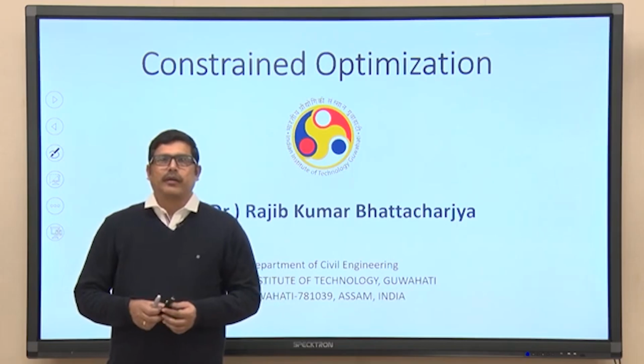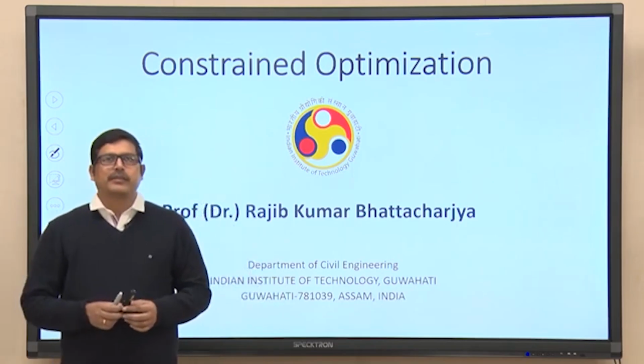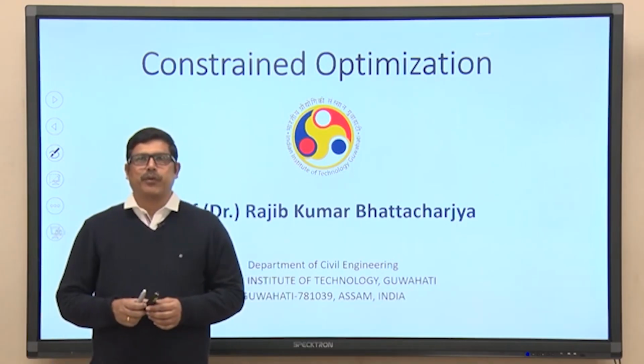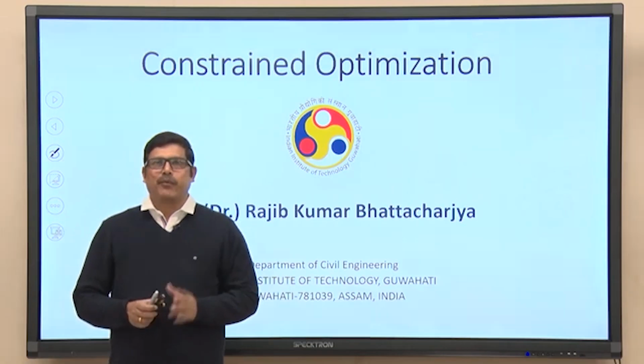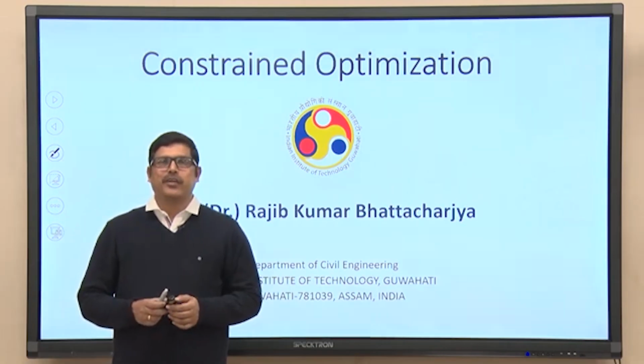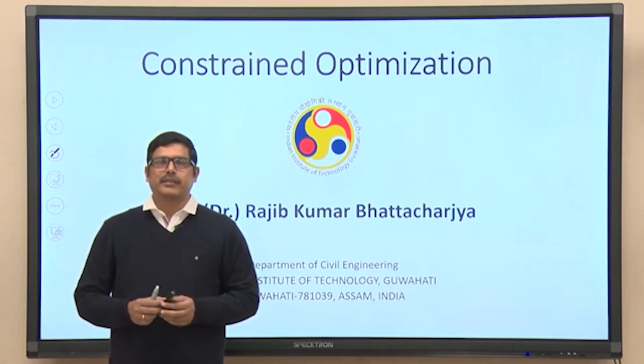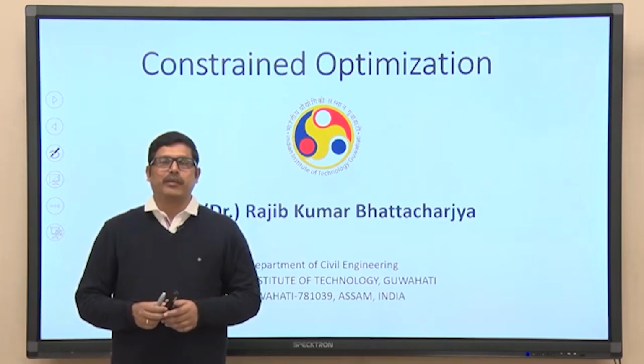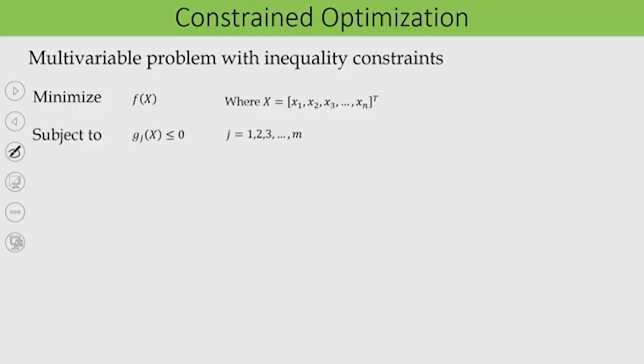Hello student, in the last class we discussed the constraint optimization problem with equality constraint. We derived the necessary and sufficient condition for optimality for the constraint optimization problem with equality constraint. So, today we will discuss the problem with inequality constraint. The problem with an inequality constraint can be defined as follows. We are considering a minimization problem here.